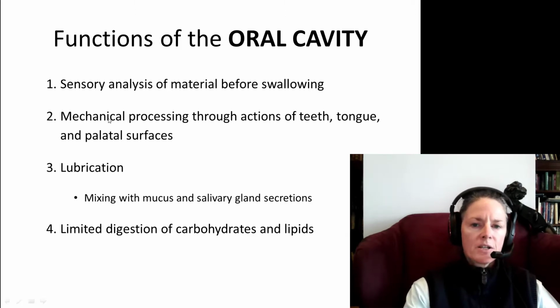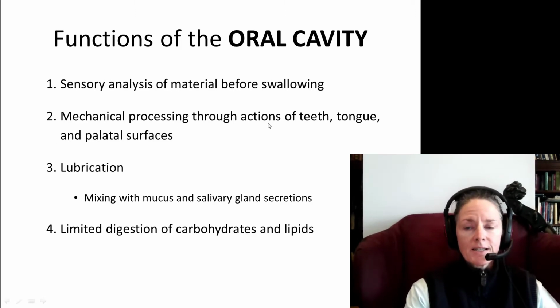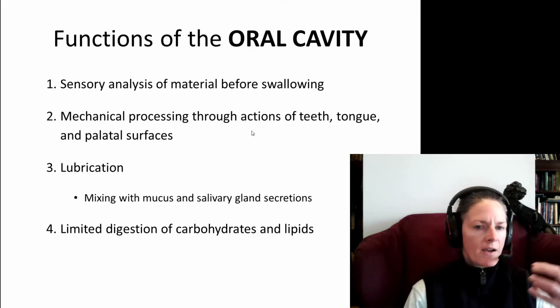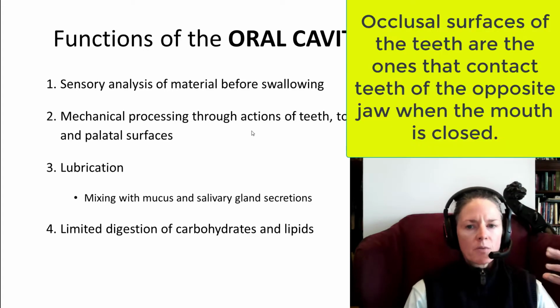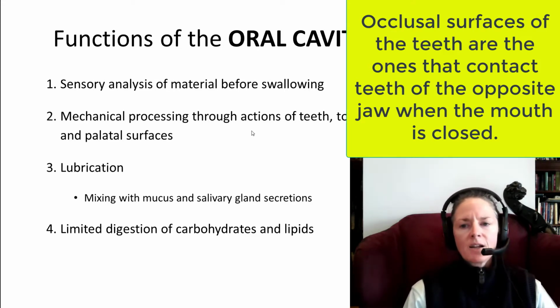Other things we have in the mouth, obviously, are teeth and tongue. And these are important for the mechanical processing of food. As we know, and we'll look at a little bit later on, the teeth have different occlusal surfaces, which are surfaces designed for specific types of actions like cutting, grinding, punching holes in things, tearing things.